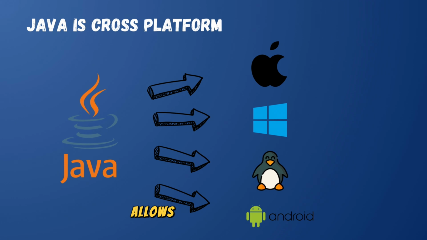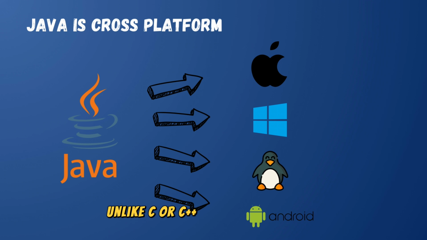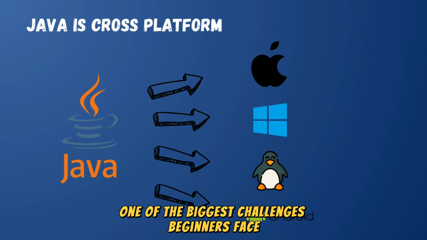So this process allows Java to run on any operating system, Windows, Mac, Android, or Linux, without modification. Unlike C or C++, Java is designed to be portable, write once, run anywhere. Now that we understand how Java works, let's address one of the biggest challenges beginners face.